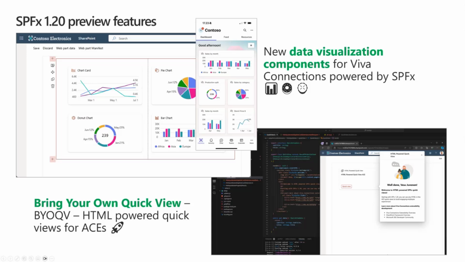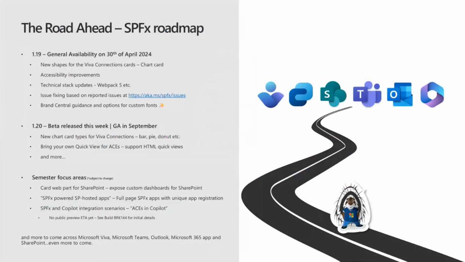Now, if you go to the following slide, just to recap on where we are, 1.19 is the current general availability. 1.20 is coming GA in September. Yes, we will still make a GA in September, which is great. And then we're looking into having a lot of cool capabilities in the future. Among other things is the card web part, so you can actually use these cards directly, dynamically in SharePoint without Viva Connections if you don't want to use Viva Connections. And then there's SPFx-powered SharePoint-hosted apps, which is a really cool thing, and SPFx and Copilot integration scenarios. So let's go to the following slide.